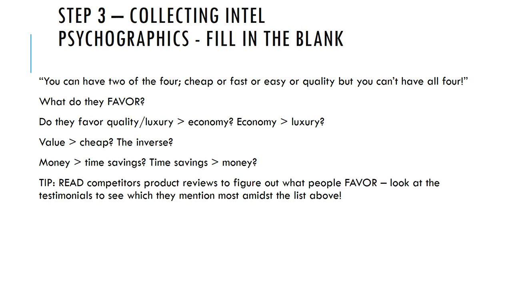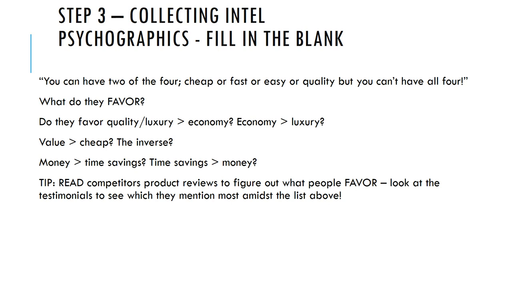So now this is really important. We've talked a lot about whether or not they believe they can afford your product, right? So there's this saying you've probably heard before: you can have two of the four. You can have cheap or fast or easy or quality. So you compare any two of those, but you can't get all four. You can get a high quality item and you can get it fast and you can probably get it easily, but you can't get it for cheap, right?